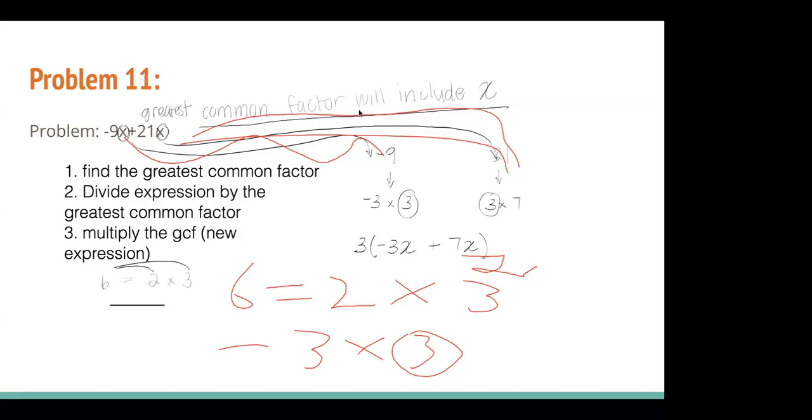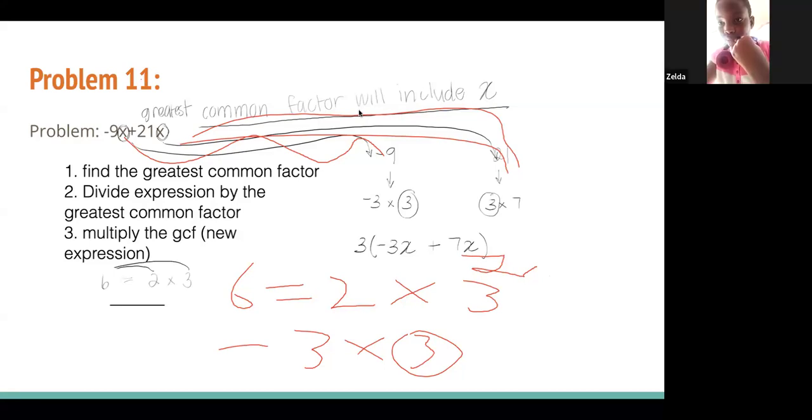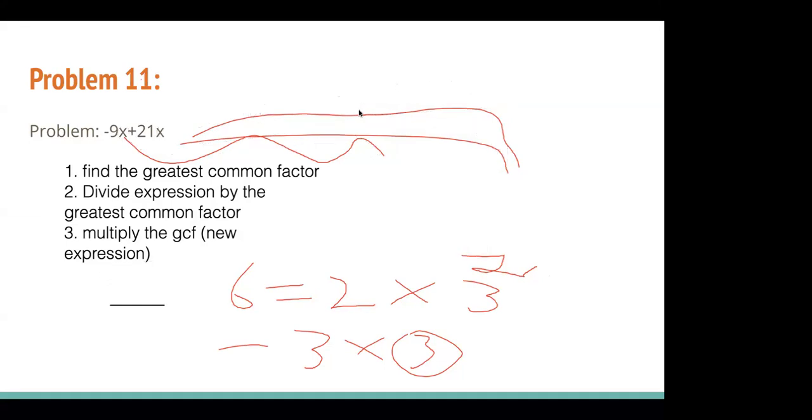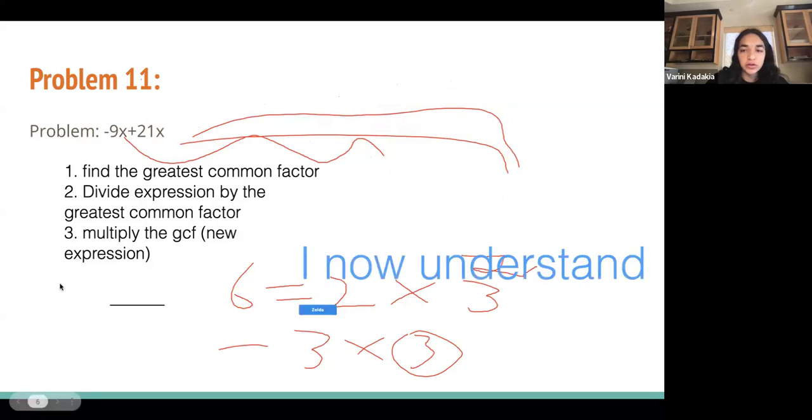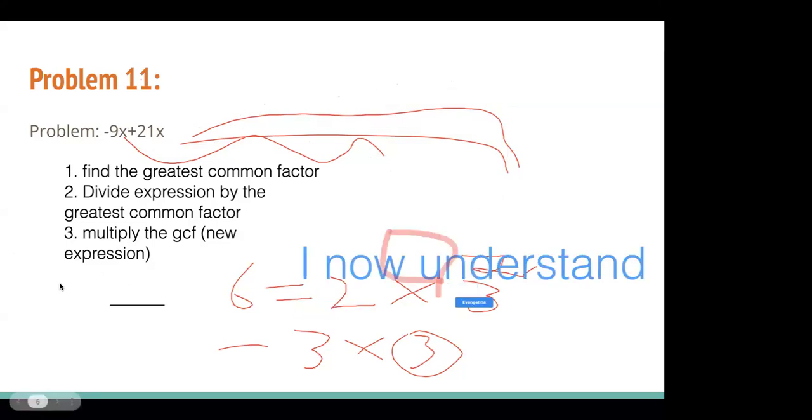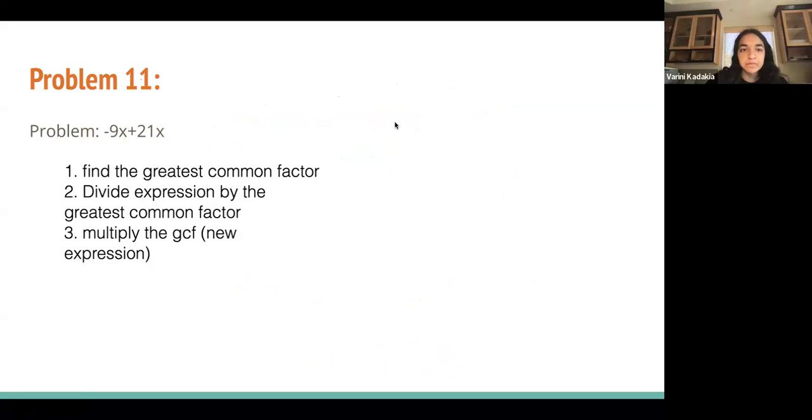It makes perfect sense for me. Wait, I'm going to clear the screen because someone else was drawing on it. You understand? Okay, that's good.